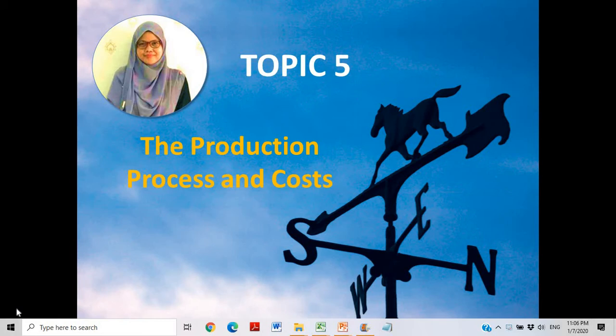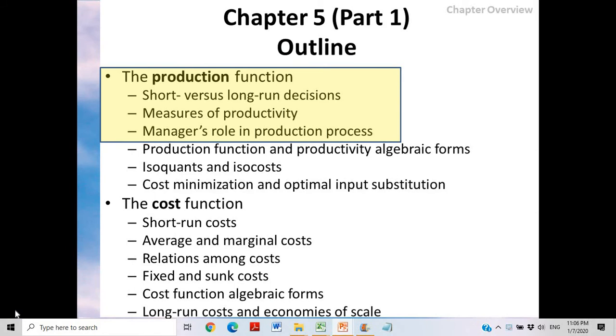As usual, we start with looking at the chapter outline. For this first video, this will be part 1, in which I'm going to divide chapter 5 into 4 parts. For this part 1, the video will cover the production function, focusing on the differences between short and long run decisions, the measures of productivity, and also managers' role in production process.